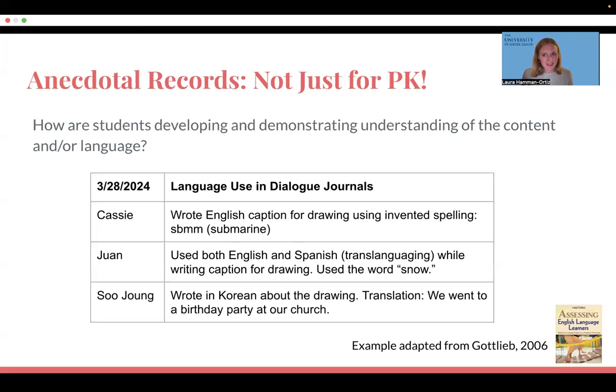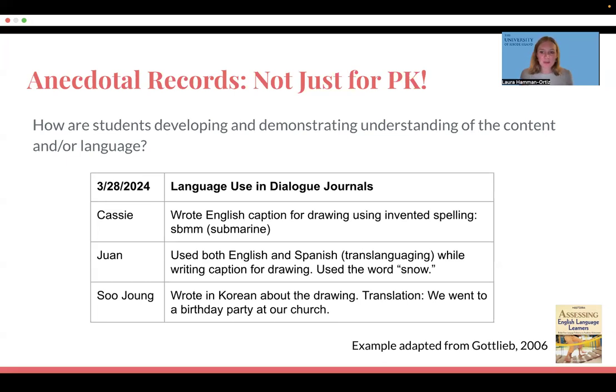So anecdotal records, essentially, or very briefly, is just taking notes about what students are doing with a focus in mind, right? So in this case, this example is not seeing what they're talking about, but this is what students are doing as they write in their dialogue journals.